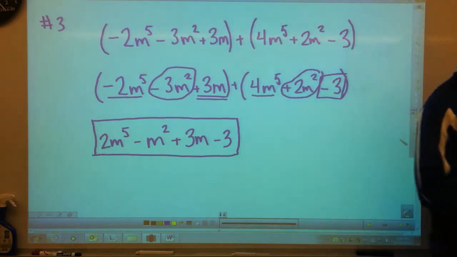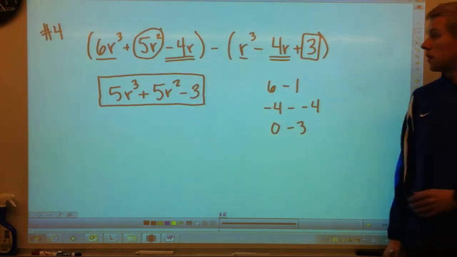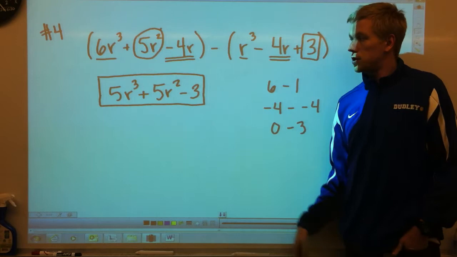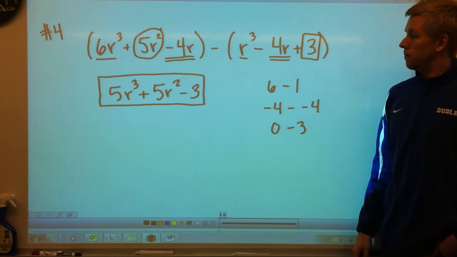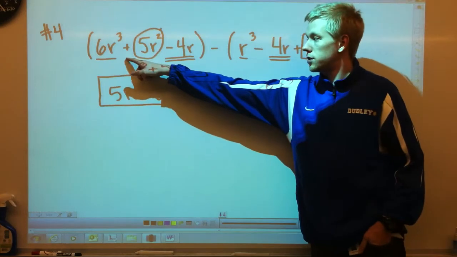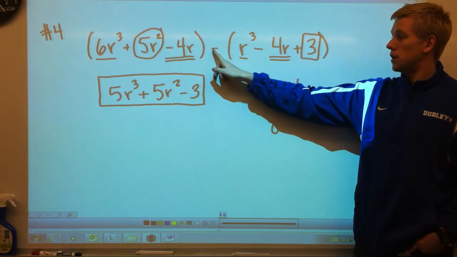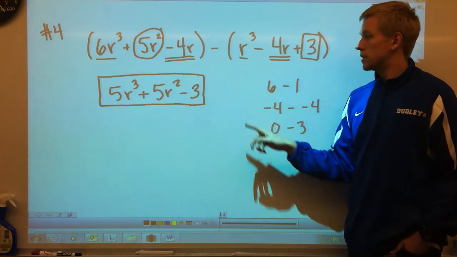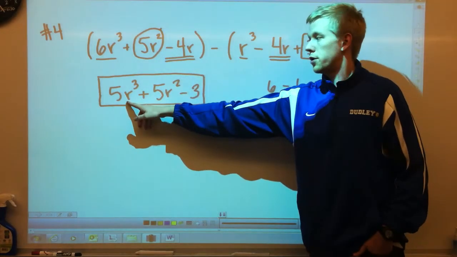Okay, so we got one more example of subtraction. And it as well is going to have a wrinkle in it that we need to pay close attention to. If I have in my first set of parentheses 6r cubed plus 5r squared minus 4r minus r cubed minus 4r plus 3. Maybe some of you can already see the wrinkle that we're going to have to deal with, but if I look at my first term, I have 6r cubed. 6r cubed matches up with r cubed, and my sign in between is subtraction. The coefficient in front of this r cubed, hopefully you know by now, is a 1. So it's like saying 6 minus 1, that is 5, so I have a 5r cubed starting out.